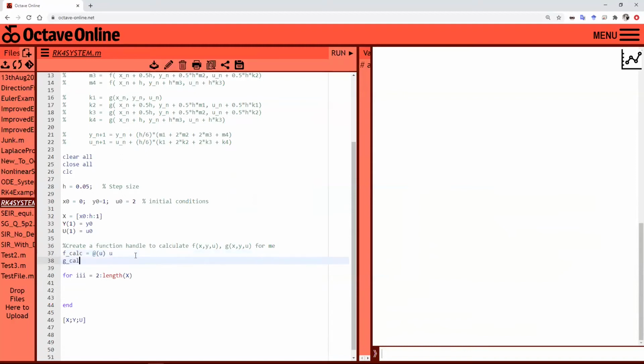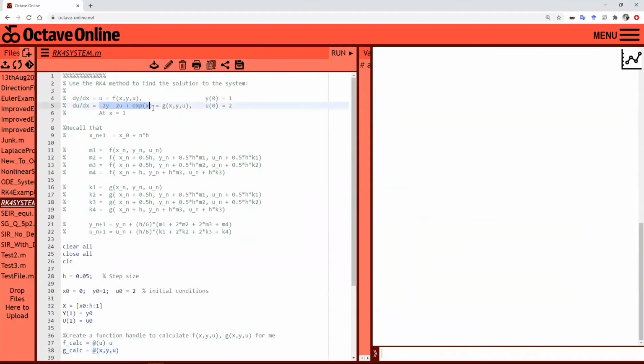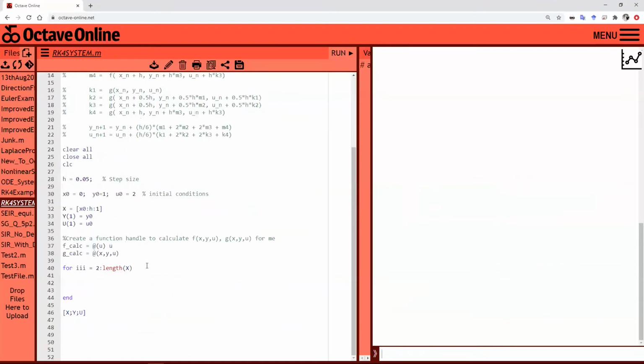The gcalc though, here I have to give it three variables, x, y, and u, because the equation for g is negative 2y minus 2u plus the exponential of x. So let's write that in here: negative 2 times y minus 2 times u plus the exponential of x. I don't need that to be outputted. Now whenever I call fcalc and gcalc, it will automatically calculate the values of those functions for me.